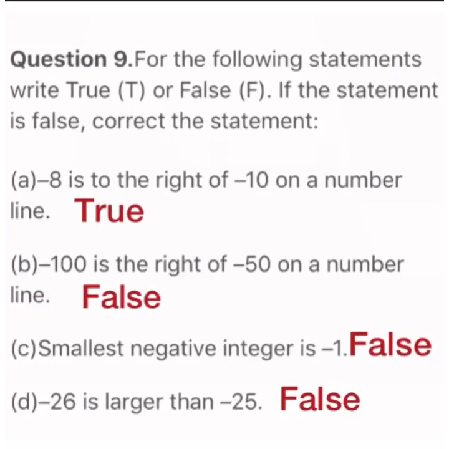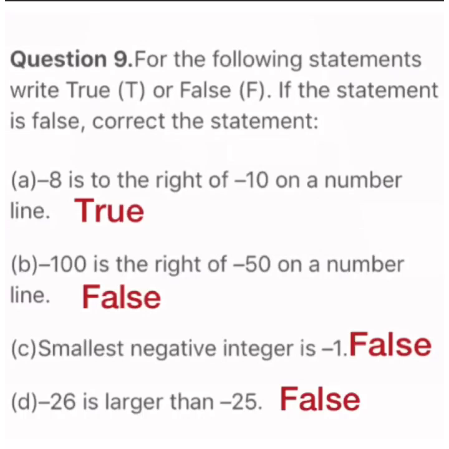So the first statement is minus 8 is to the right of minus 10 on a number line. Yes children, this statement is true. You can see the number line. You will see that minus 10 is left to minus 8. Okay, so that means minus 8 is right of minus 10 on the number line.